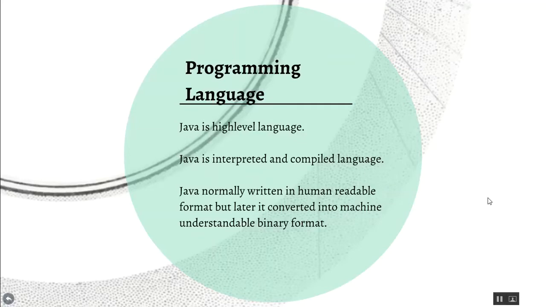The thing is that these high level languages are not understood by the computer or machine. So we need to interpret and compile them. Java also provides interpretation and compilation features by itself. Before your application runs, your code is compiled and interpreted into machine understandable code, and that machine understandable code is in a binary format, that is zeros and ones.